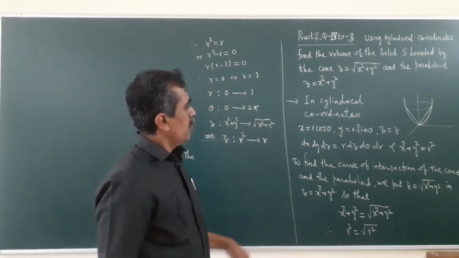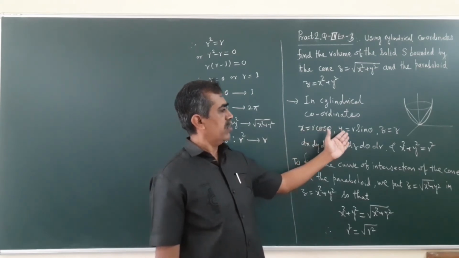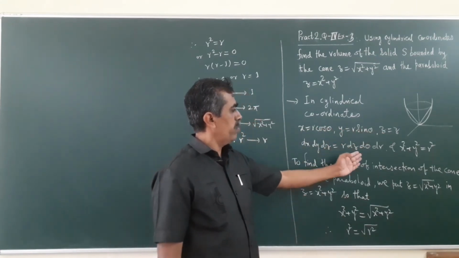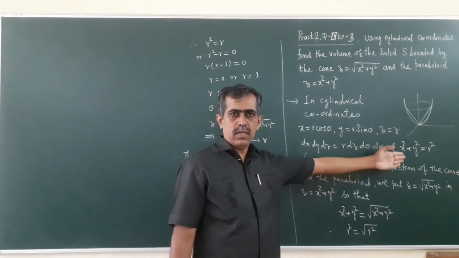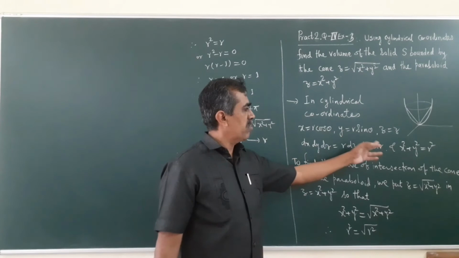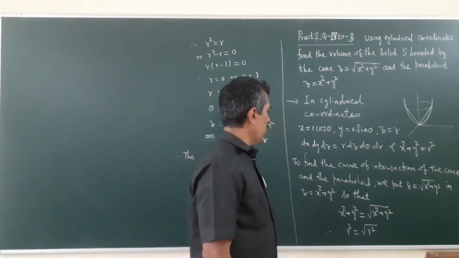Now, as usual, we know in cylindrical coordinates x is r cos theta, y is r sin theta, and z is z. dx dy dz will be r dz d theta dr, and x square plus y square is r square cos square theta plus r square sin square theta. So cos square plus sin square is 1, and it gives r square.